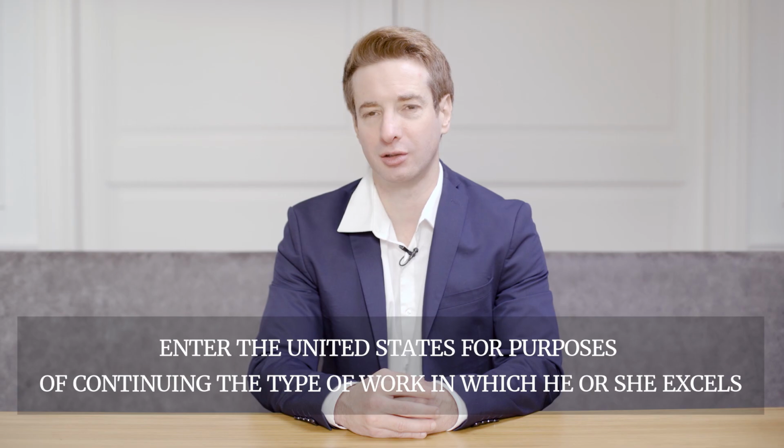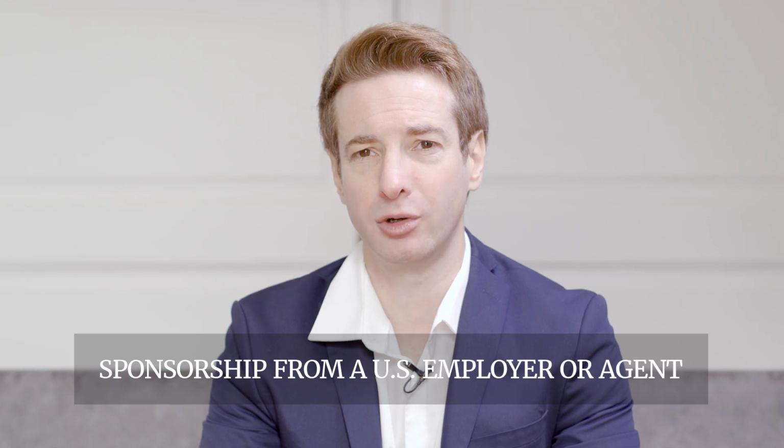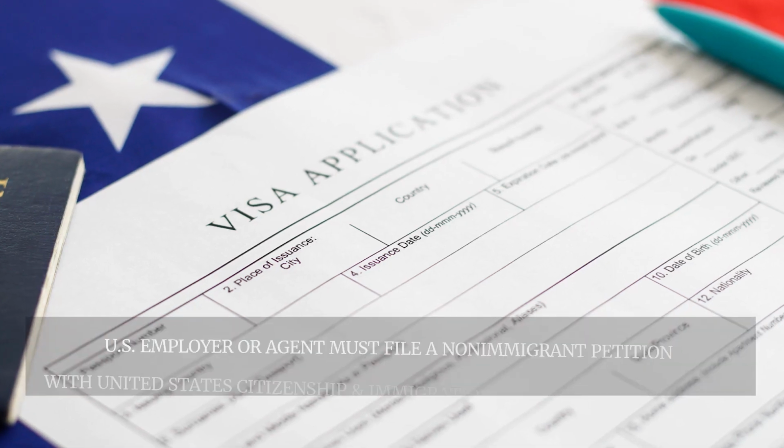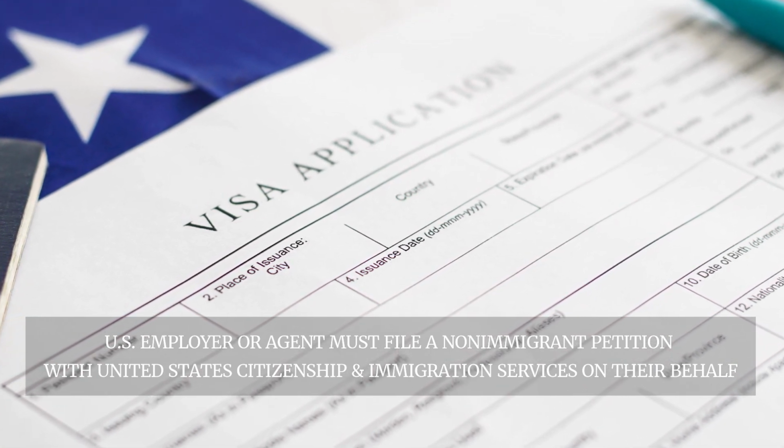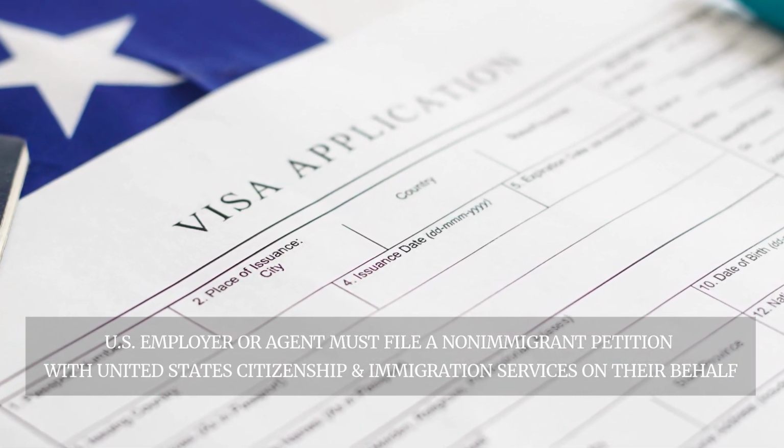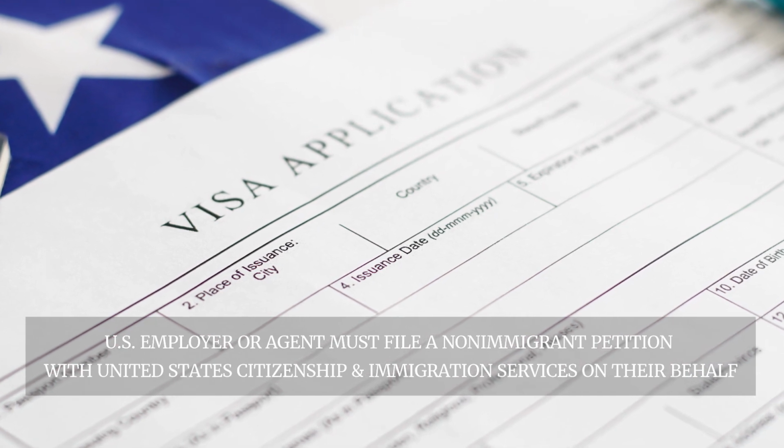Both the O-1 and O-2 visas require sponsorship from a U.S. employer or agent. So, a U.S. employer or agent must file a non-immigrant petition with United States Citizenship and Immigration Services on their behalf. A U.S. employer can petition for many different types of individuals with extraordinary ability for employment.